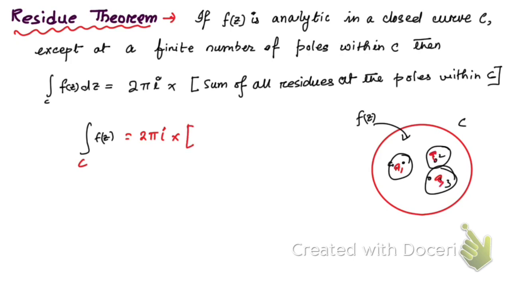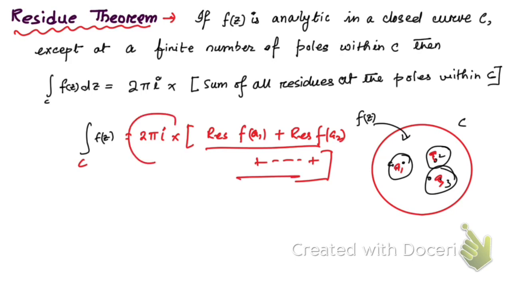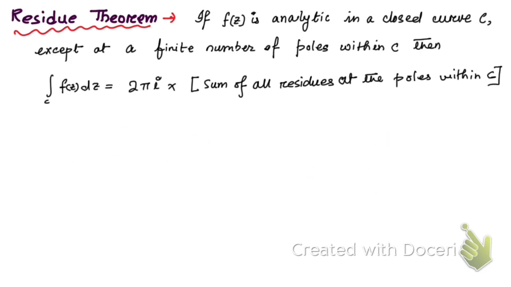So the residue of this function f of z at a1, the residue of the function at a2, plus and so on. The sum of these residues times 2 pi gives the integration of f of z over this curve C. So that is the residue theorem. Now let us prove this. How to prove this? Let me go to a new slide in order to prove this.